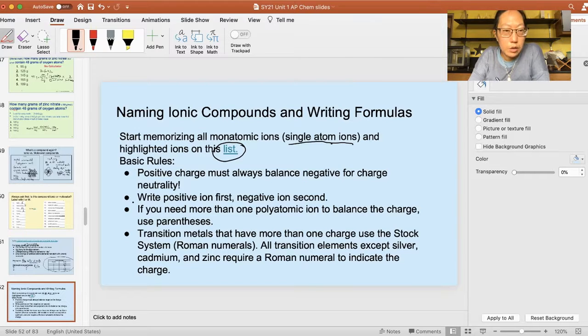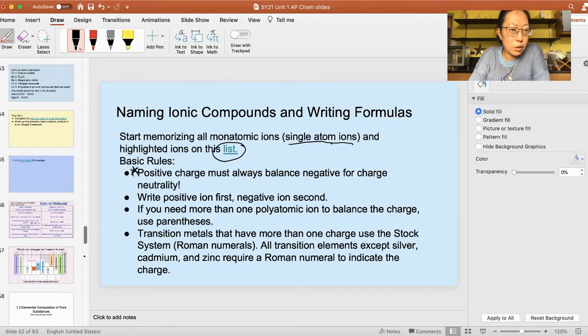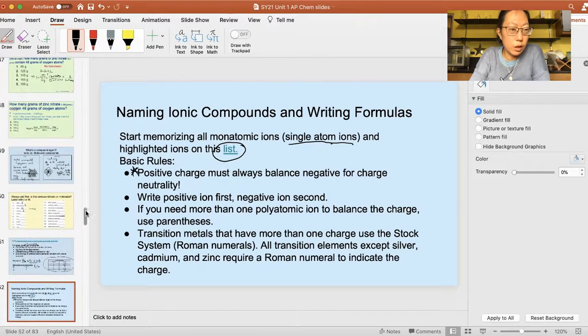And there are basic rules for ionic compounds. This first one is probably the most important. You have to have a neutral compound, so the positive has to balance the negative. Positive ion first, negative ion second. All right, so let's just see how this works with some examples.